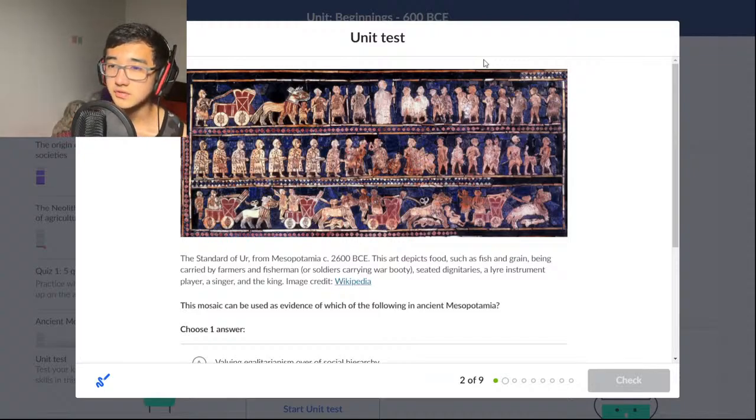A standard from Mesopotamia, circa 2600 BCE, depicts food like fish and grain being carried by farmers and fishermen, or soldiers carrying war booty. I don't know why they say it like that. Seated dignitaries, whatever the heck that is, a lyre player, a singer, and a king. This mosaic can be used as evidence of which of the following in ancient Mesopotamia?